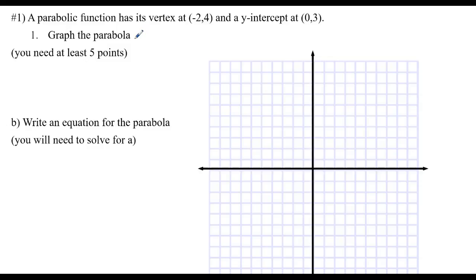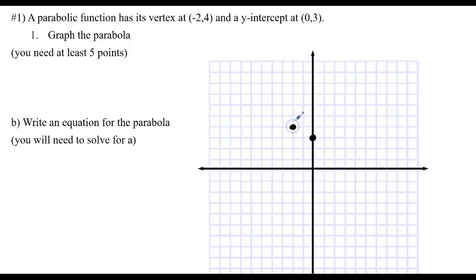So number one here is you have a parabolic function that has its vertex at (-2, 4), and it has its y-intercept at (0, 3). Since we have the vertex, we're going to write this in vertex form. Before I do that, I'm going to just plot these points. I have my vertex at (-2, 4) right here, and I have a y-intercept at (0, 3), which is right there.